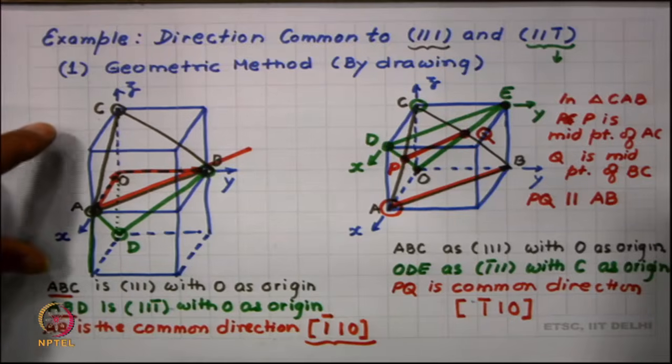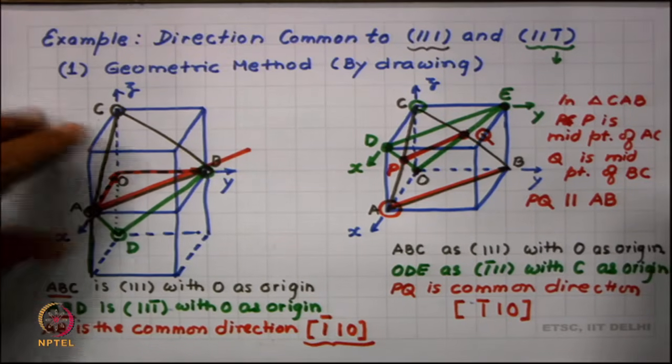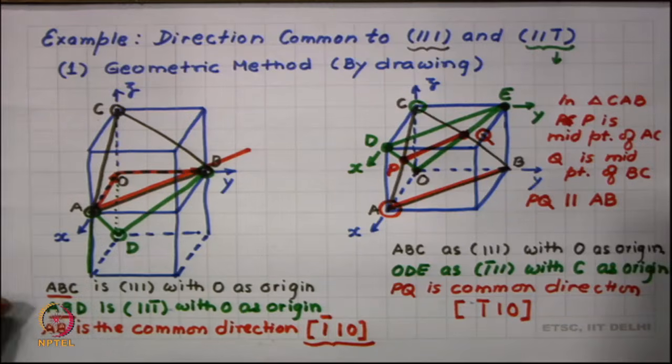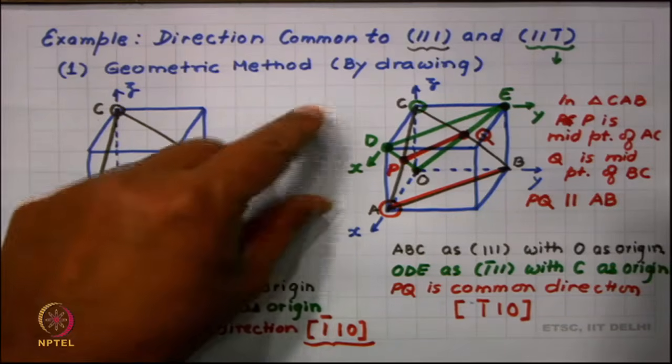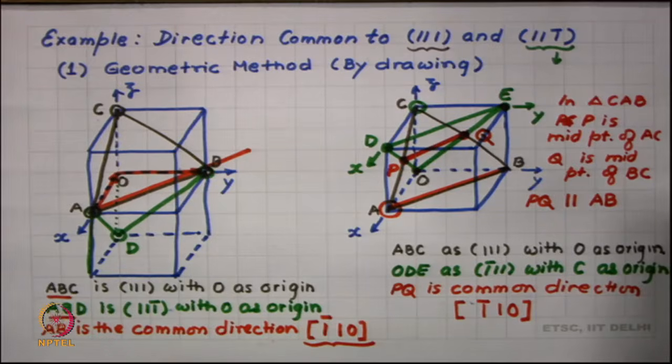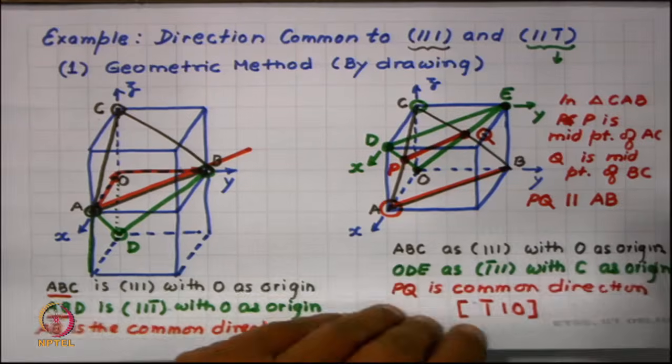So, there are two different ways of drawing. In the first case, in the left case, I have drawn the two planes in different unit cells with a common direction. Now, I have drawn both the planes in the same unit cell, and I have drawn the common direction. The Miller indices come out to be the same. Now, to demonstrate the application of Weiss Zone law, we will do the same problem by Weiss Zone law.